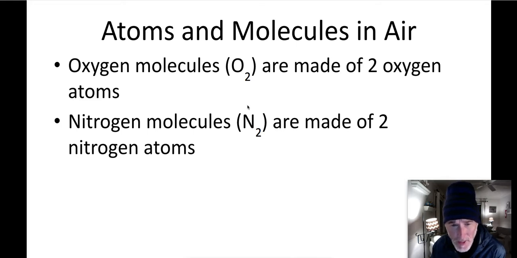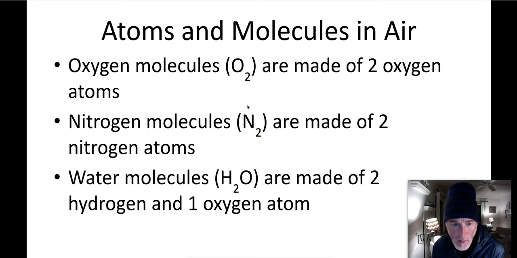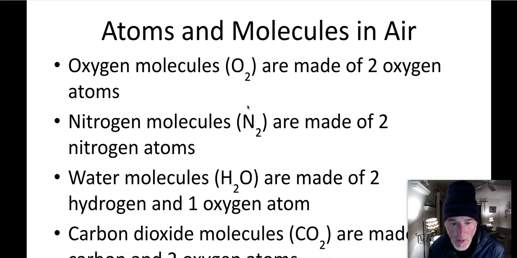Nitrogen molecules, N2, are made of 2 nitrogen atoms. And water molecules are made of 2 hydrogen and 1 oxygen atom. A lot of us already know that. If you've had chemistry this year, this stuff is probably mostly review for you, but a lot of people don't know which molecules are actually in our atmosphere. And then carbon dioxide is CO2, and that's made of 1 carbon atom and 2 oxygen atoms.